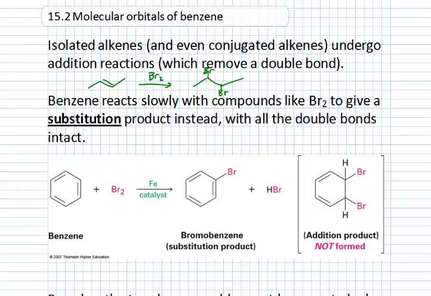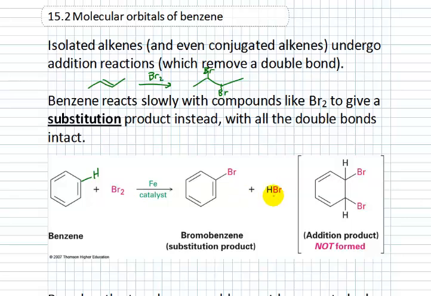Benzene does something a little different. It does not undergo addition reaction. Okay? It instead reacts with compounds like bromine to give a substitution product. So let's look at this very carefully. Here's benzene. There's one H on each of the carbons. If I add bromine to it, we need a catalyst, but what we get is bromine that has replaced one of the hydrogens. To balance the equation, I need to have plus HBr.